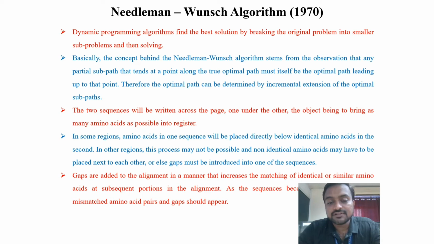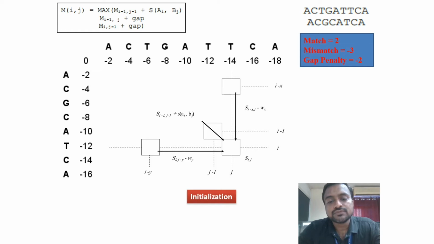Now these gaps are added to the alignment in a manner so as to find more matches that could lead to more identical characters. The more gaps in an alignment, the alignment score will go down, and such an alignment is of no significance. So as you can see over here, one sequence is written across the page, one character per cell. Another sequence is written down the page, and you have a matrix over here.